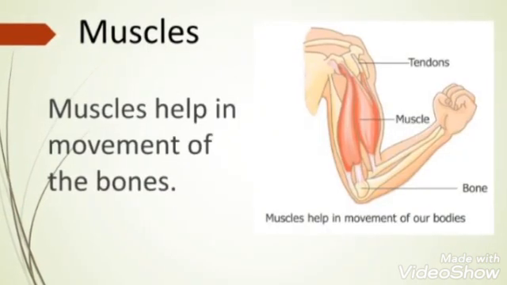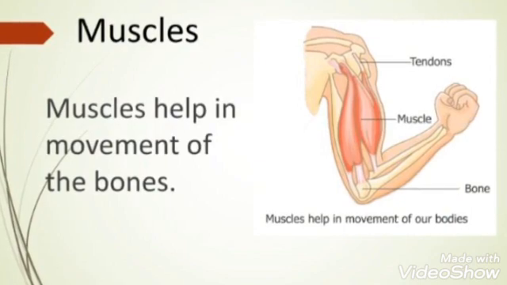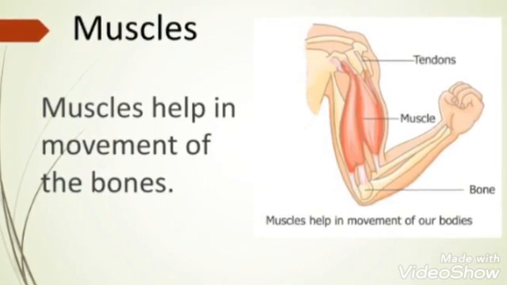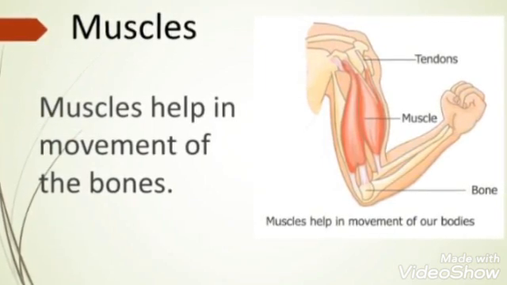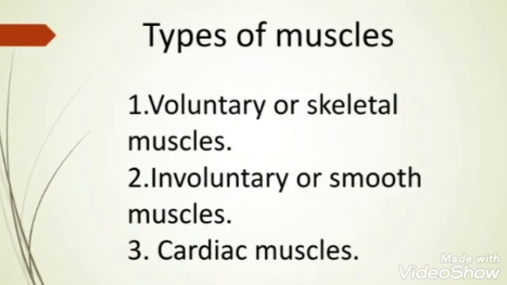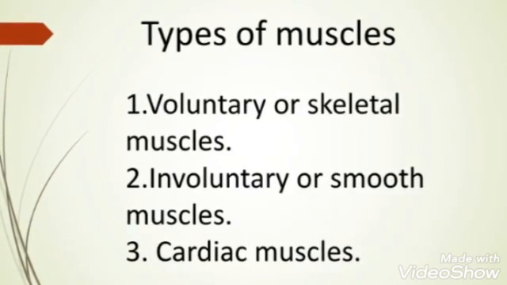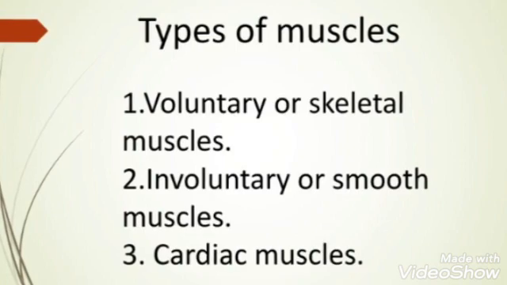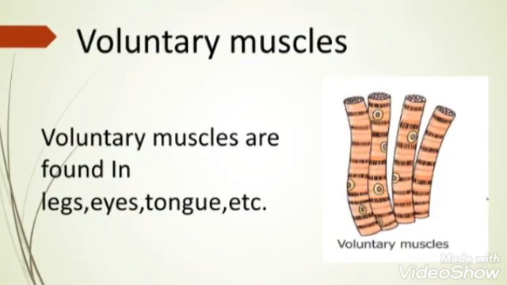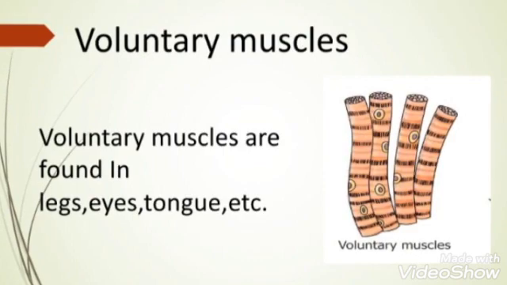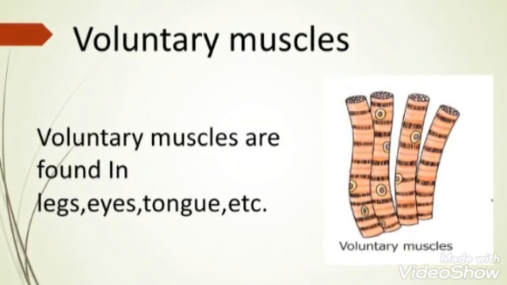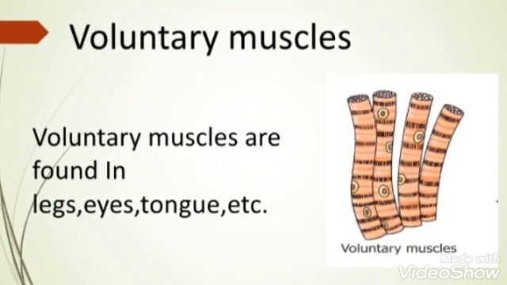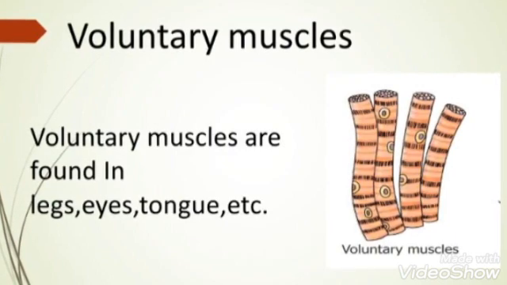Our next topic is muscles. As we know, students, muscles are connected to the bones, and muscles help in movement of bones. Muscles are made of soft, fleshy but strong tissues. There are 3 types of muscles in our body: voluntary or skeletal muscles, involuntary or smooth muscles, and cardiac muscles. Voluntary muscles are found in arms, legs, eyes, tongue, etc. These are controlled by our will. When we move, read, write, walk or run, voluntary muscles are used.